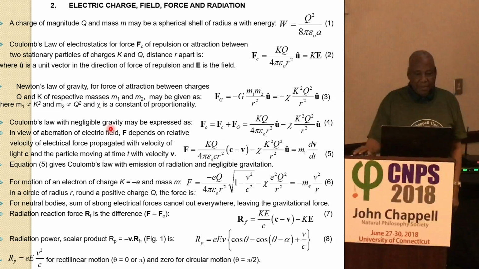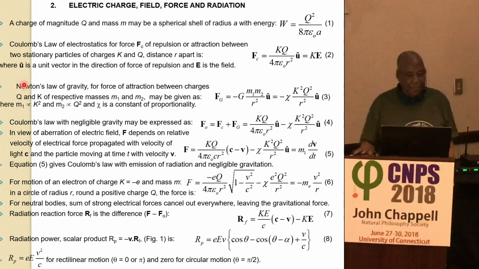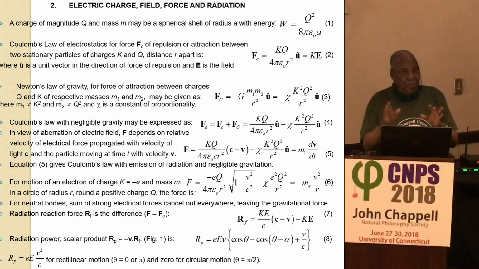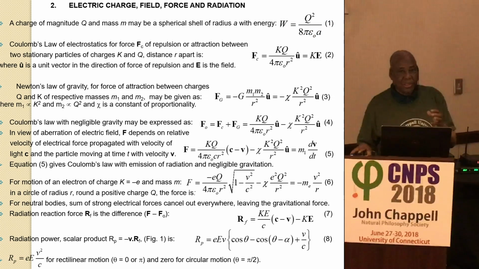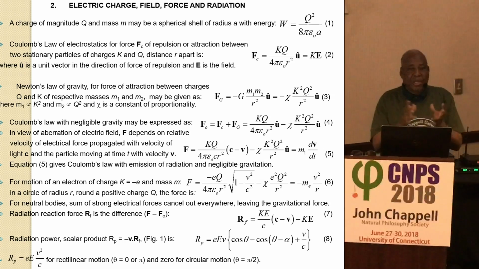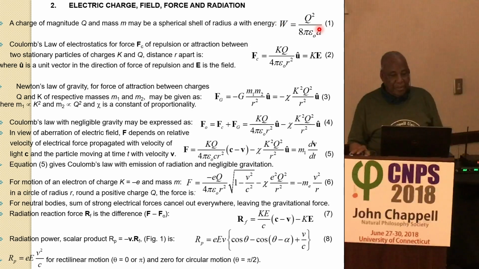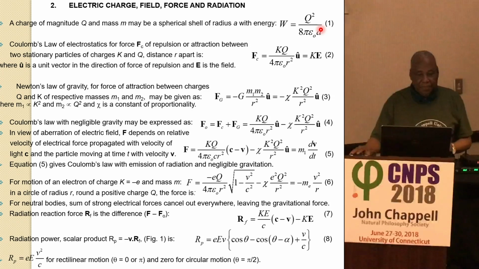Electric charge, field, and radiation. If you have an electric charge of magnitude Q in the form of a spherical shell of radius A, its energy is given by equation 1 here. This is a well-known classical formula for the energy of an electric charge Q in the form of a spherical shell of radius A.